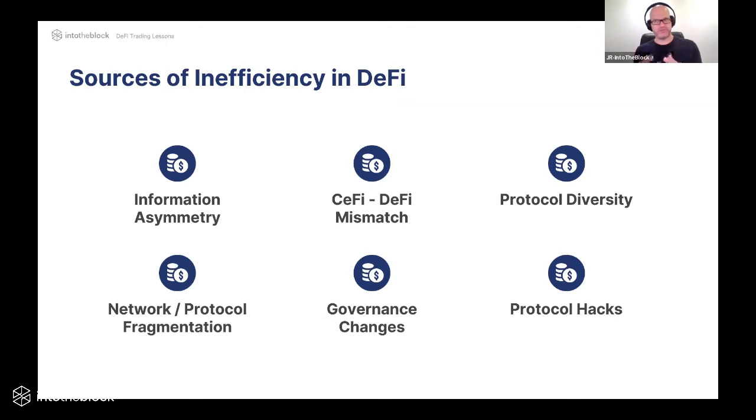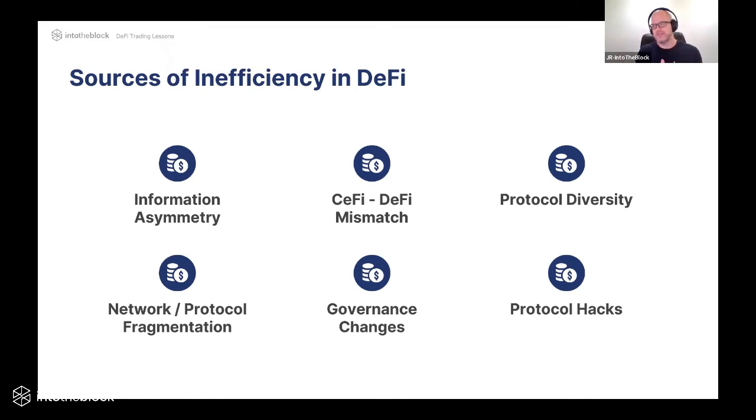So there are several factors that conspire against any level of efficiency in DeFi. For instance, the asymmetry of information is massive, right? If you're in a protocol talking to the developers and all that, you have access to information that nobody else has. There is a huge mismatch between the activity in centralized exchanges and DeFi. Then the diversity of protocols: this space is just starting. You're seeing new protocols that are so different from anything else that thinking everything is just going to become efficient at some point is a little far-fetched.